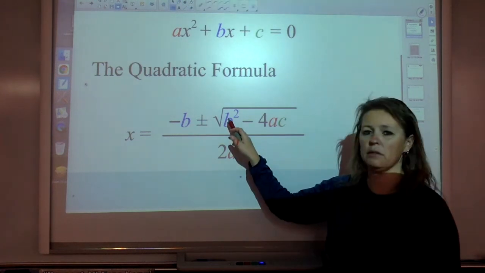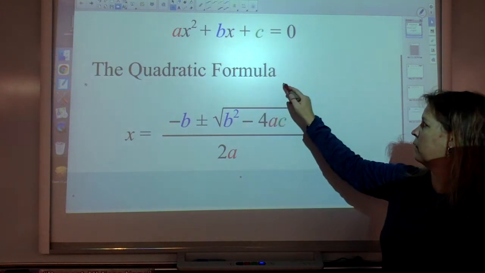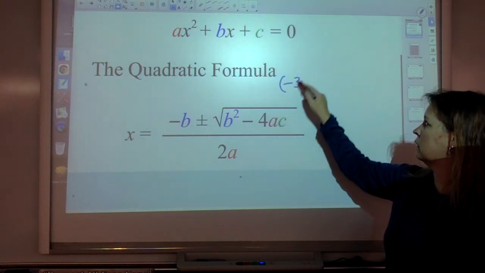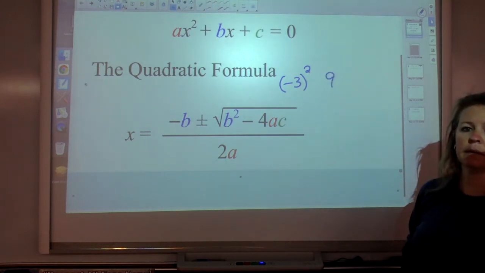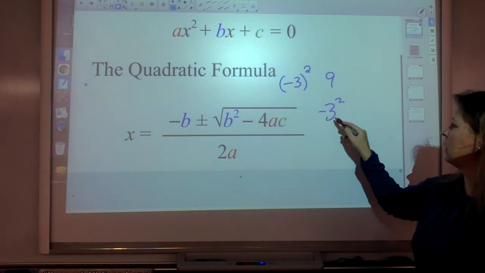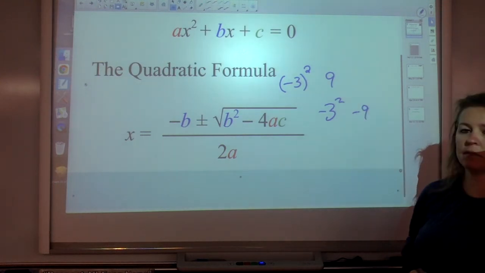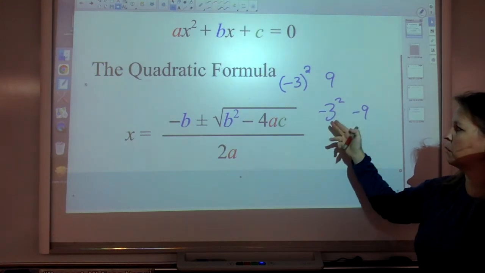Another key is the b squared. If b is a negative number, let's say we've got negative 3 for b, negative 3 squared should be 9. But if you're typing in your calculator as negative 3 squared, your calculator will tell you it's negative 9 because your calculator does order of operations properly and you didn't put parentheses.